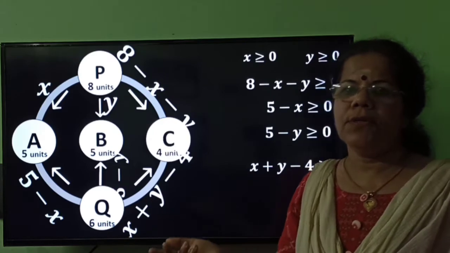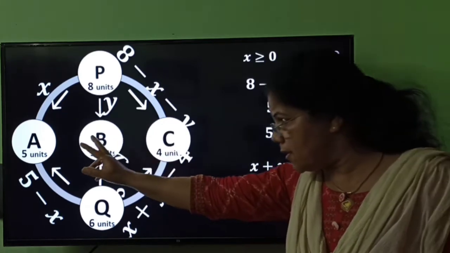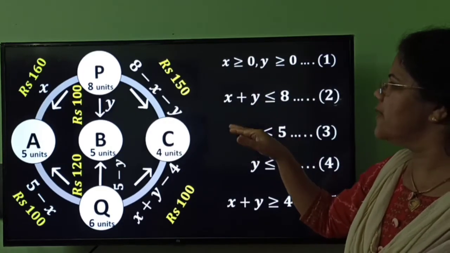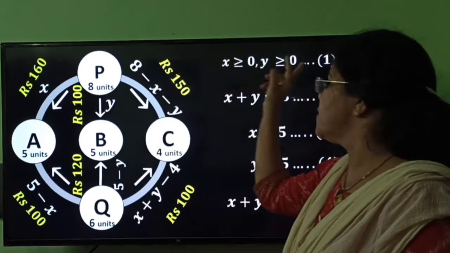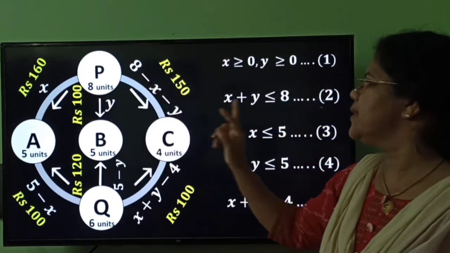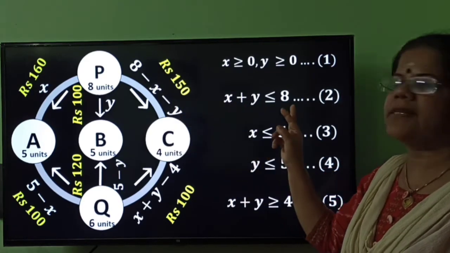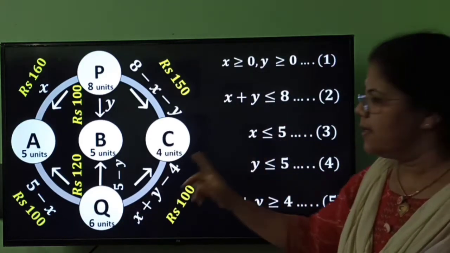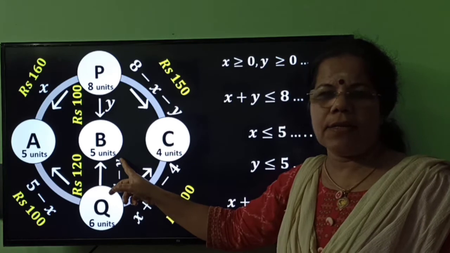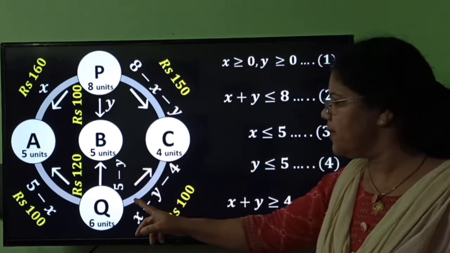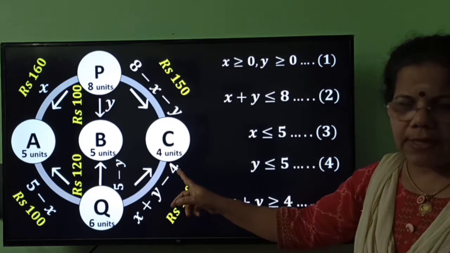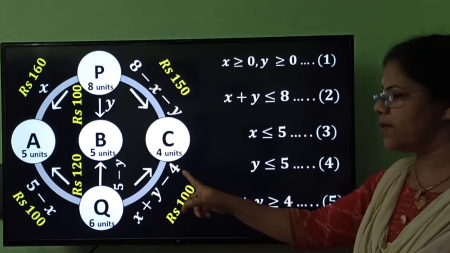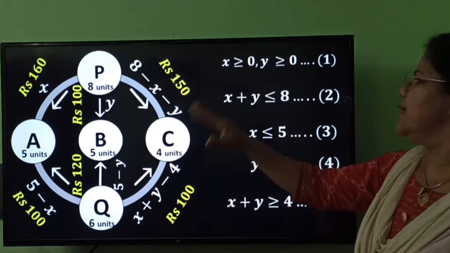Right. Now before going to the transportation cost, you can see the constraints in a different way. x greater than or equal to 0, y greater than or equal to 0, no difference. 8 minus x minus y greater than or equal to 0 can be written as x plus y less than or equal to 8. And 5 minus x greater than or equal to 0 can be written as x less than or equal to 5. And 5 minus y greater than or equal to 0 is y less than or equal to 5. Then x plus y minus 4 greater than or equal to 0 is equivalent to x plus y greater than or equal to 4. That we have taken in a different way.